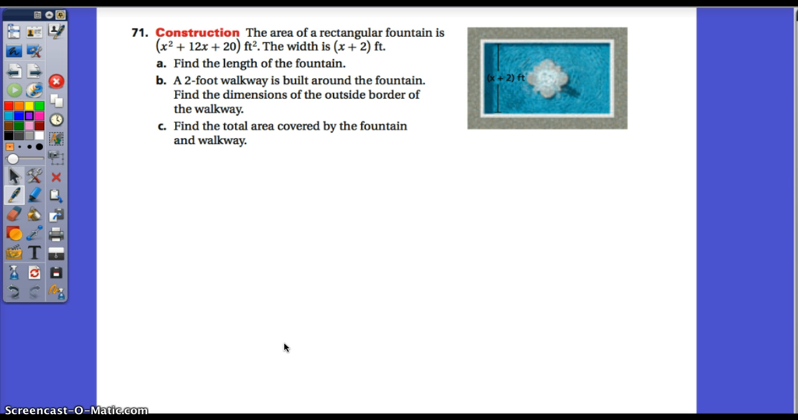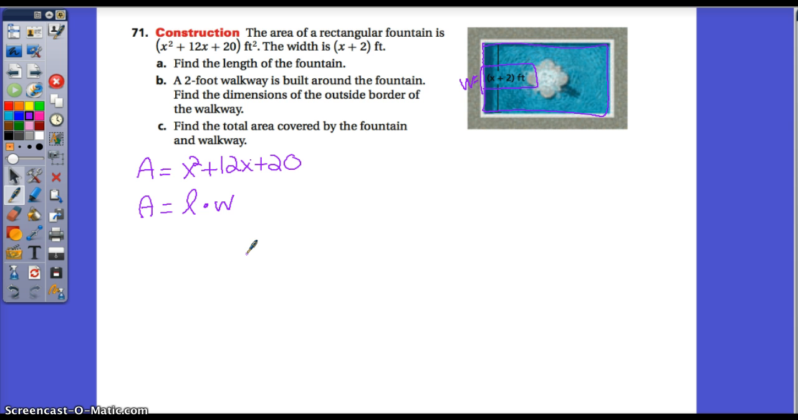But before I do that, I kind of want to write some things down, think about it, and just make some decisions. So I know that I'm given that my area equals x squared plus 12x plus 20. Well, let's think about a rectangle. This is our pool, and we're told here that this is the width, and we know that it's x plus 2 feet. Well, let's think about this. How do you find area of a rectangle? Area equals length times width.